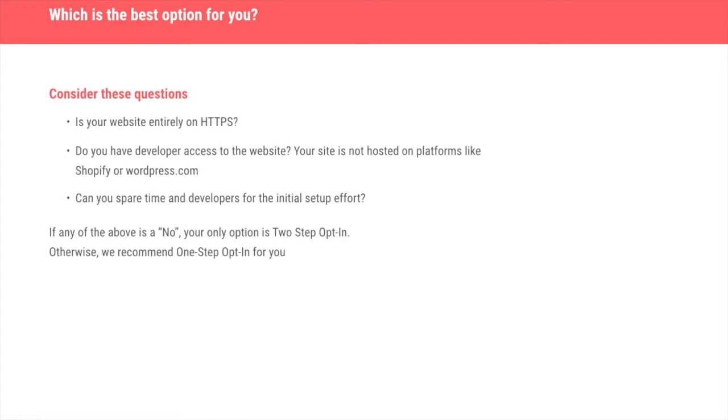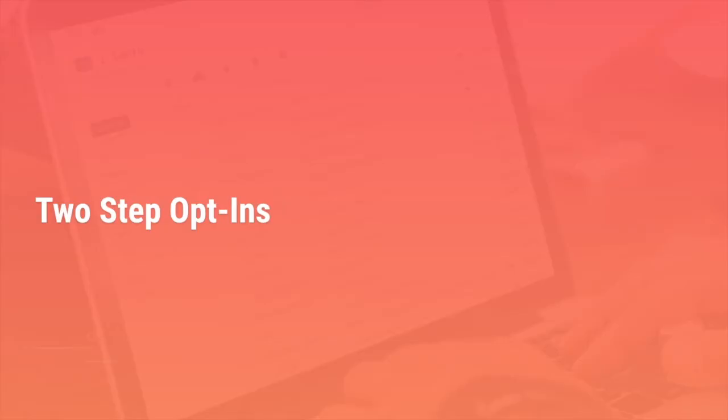The second question you have to answer is, do you have developer access to your website? Can you upload files to the server and have them accessible from the outside world? If your site is hosted on platforms like Shopify or WordPress.com, you don't have developer access. Third, can you spare time and developers for the initial setup effort? There's some effort required, a bunch of files to be uploaded to your server. If you cannot spare the time, then you can only go with two-step opt-in. So if any of the three questions comes out negative for you, then your only option is two-step opt-in. Otherwise, we recommend that you go with one-step opt-in. Now we'll go into detail on how you have to configure two-step opt-in.